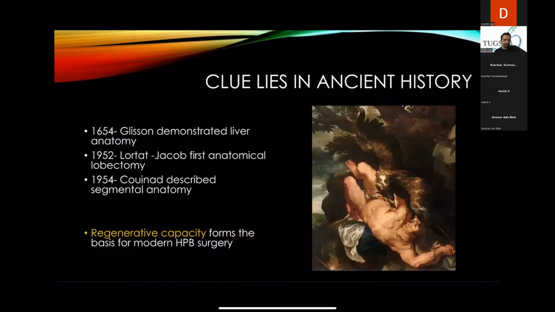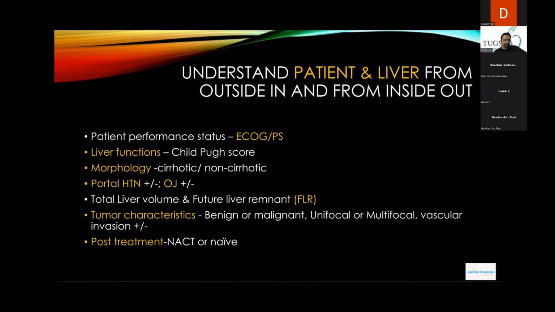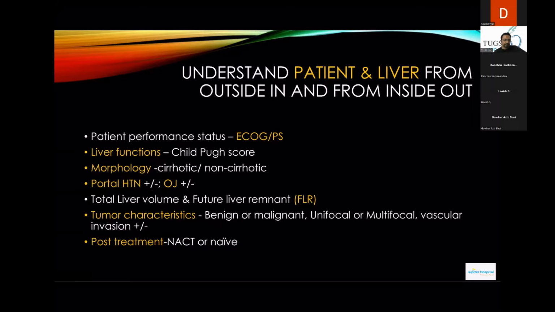So, as we all know, the basis for our hepatobiliary surgeries comes from the robust regenerative capacity of the liver, as already seen in the Greek mythology of Prometheus. And basically, for any surgical planning for liver surgeries, we have to understand the patient and the liver anatomy from outside in and from inside out.